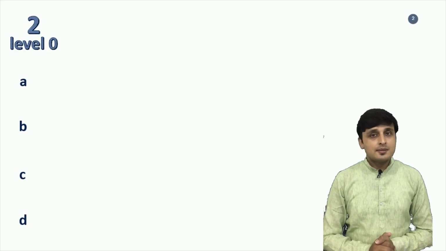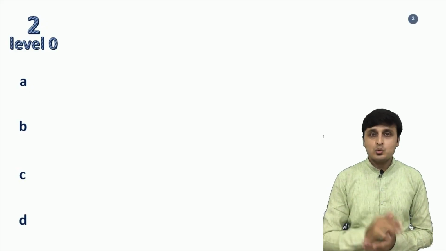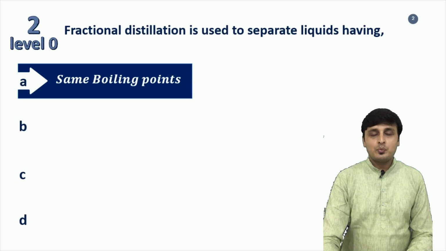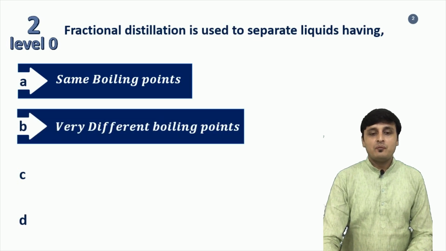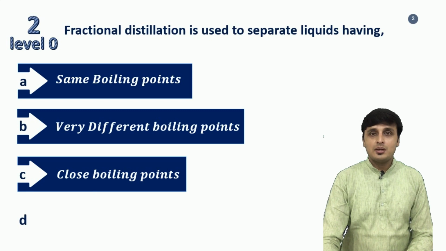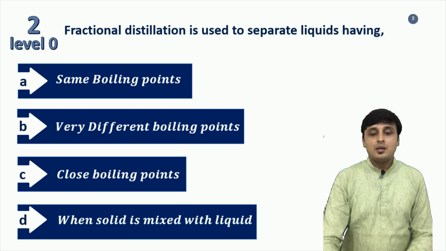Now presenting the second question of the show, question 2, level 0, and the question is: fractional distillation is used to separate liquids having option A, same boiling points. Option B, very different boiling points. Option C, close boiling points. And option D, when a solid is mixed with liquids.